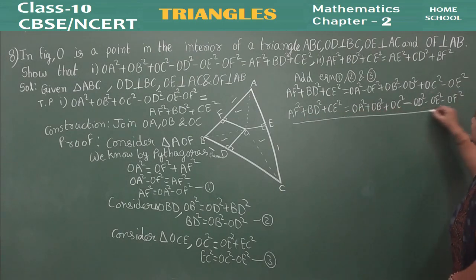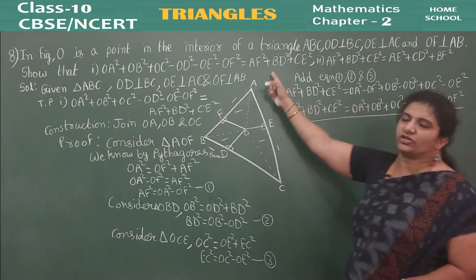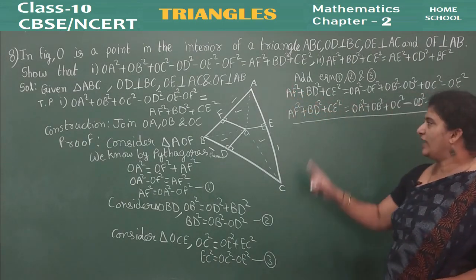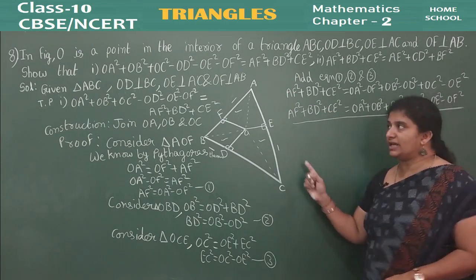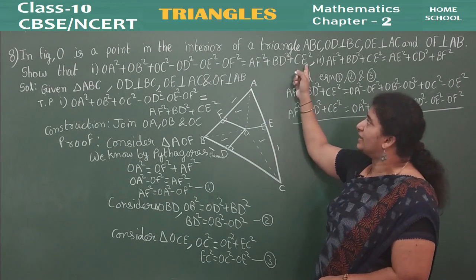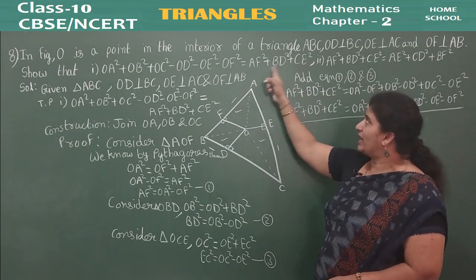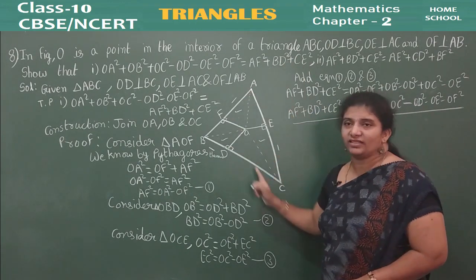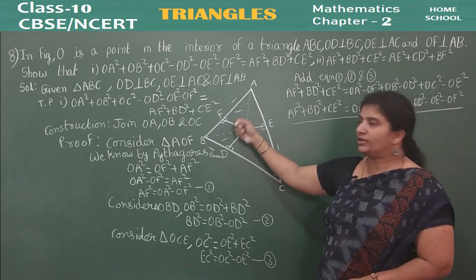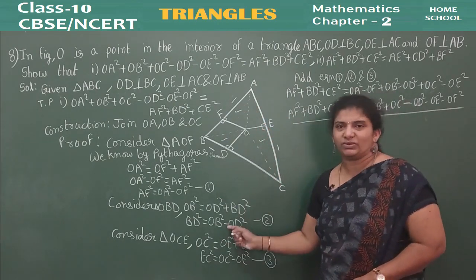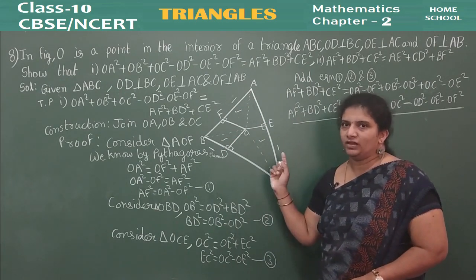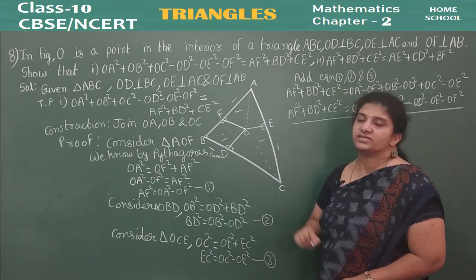This completes your first sub-question proof. Hence it is proved. What did we do, children? Once again, give concentration towards the right hand side where you have AF, BD, CE, identify in the figure. Try to find the right angle triangles, apply Pythagoras theorem, get the equations, then add. This is your first sub question.